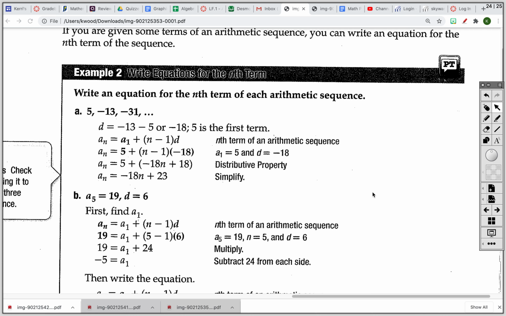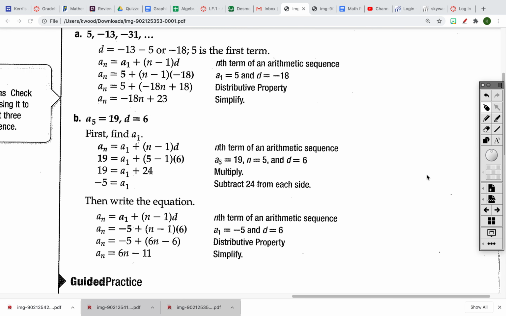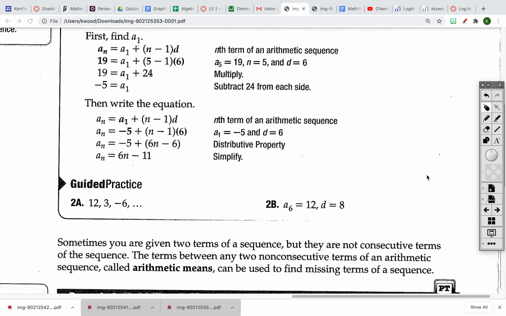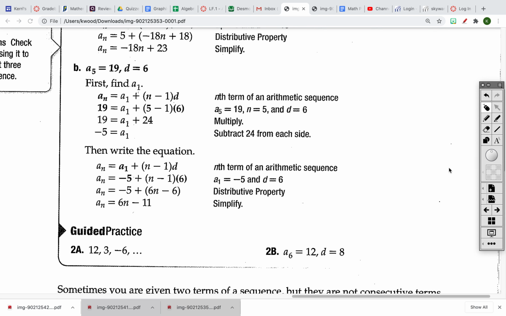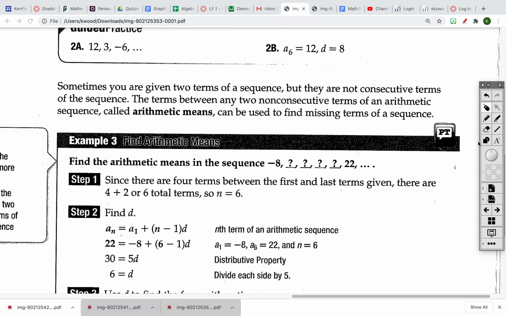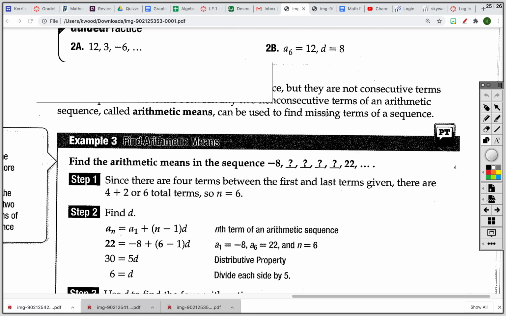So here are two different ways, again, to write an equation. So sometimes you're going to be asked to find the terms. Sometimes you're going to be asked to write an equation for the nth term. So let's try these. Let's write some equations for these terms. So let's put a workspace.